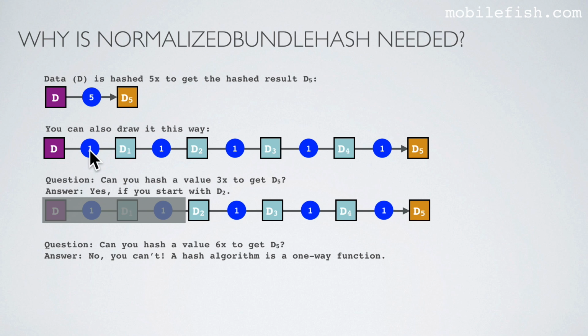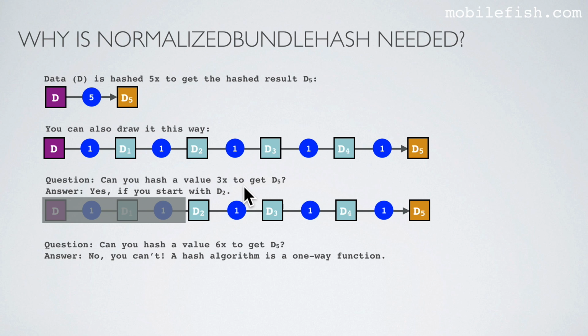Data is hashed 1 time to get the result D1. D1 is again hashed 1 time to get the result D2. D2 is again hashed 1 time to get the result D3. D3 is hashed 1 time to get the result D4. And D4 is hashed 1 time to get the result D5.